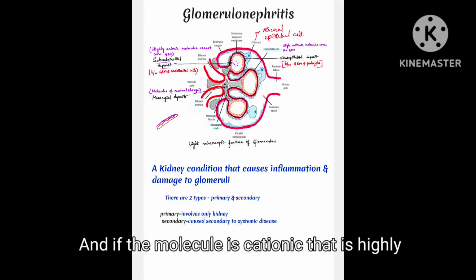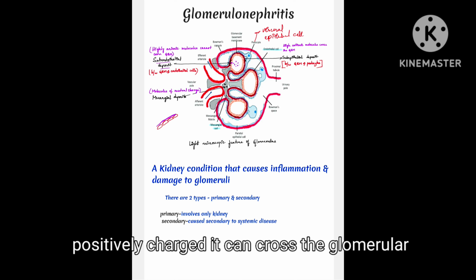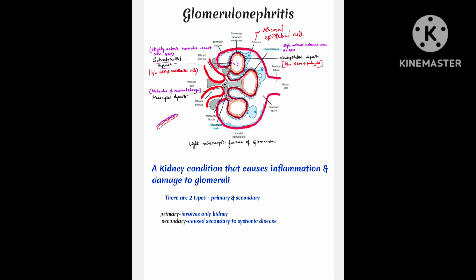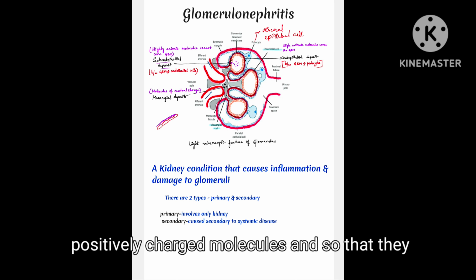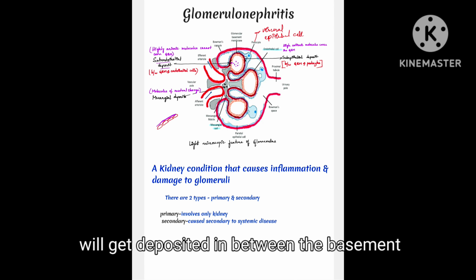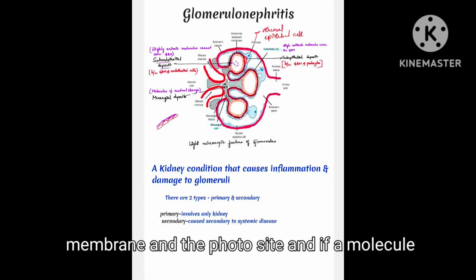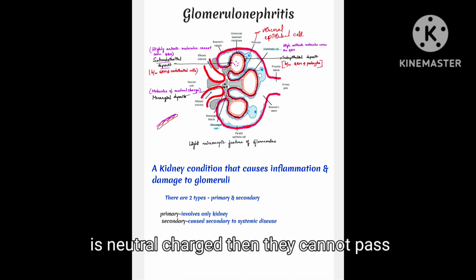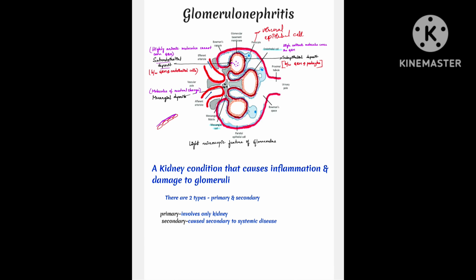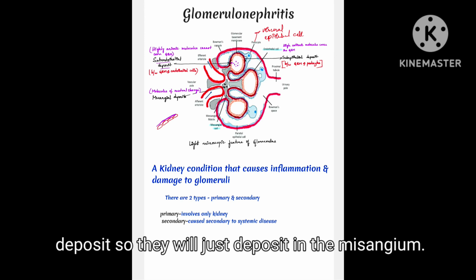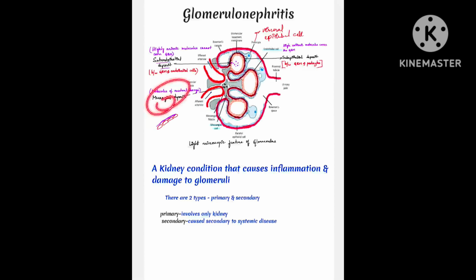And if the molecule is cationic, that is highly positively charged, it can cross the glomerular basement membrane because the negatively charged membrane attracts the positively charged molecules, so they will get deposited in between the basement membrane and the podocyte. And if a molecule is neutral, then it cannot pass anywhere, neither as a subendothelial deposit nor as a subepithelial deposit. So they'll just deposit in the mesangium.